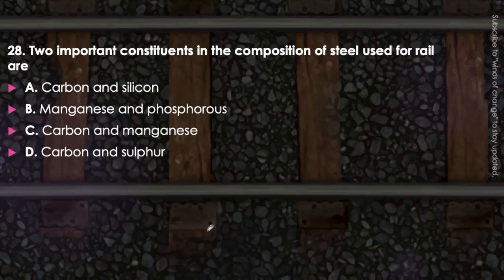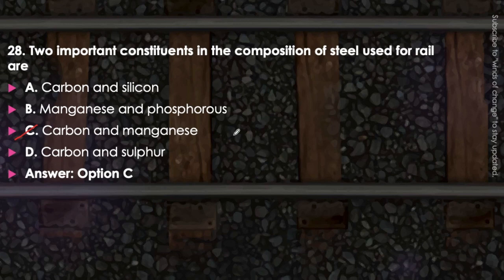Next question. Two important constituents in the composition of the steel used for rail are carbon and silicon, manganese and phosphorus, carbon and manganese, or carbon and sulfur. Obviously carbon will be one of the answers, that is the main component. And what will be the other component? It will be option C, that is carbon and manganese. Important it is, memorize it. The percentage of manganese is usually increased if we are manufacturing tongue rail.